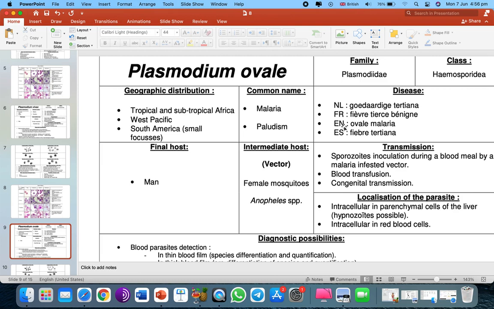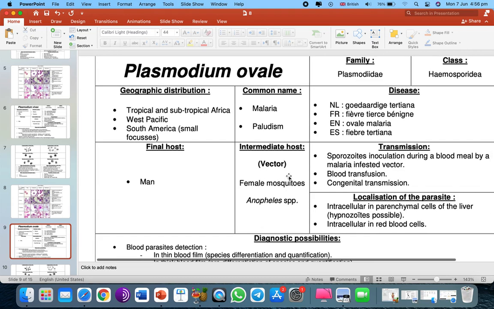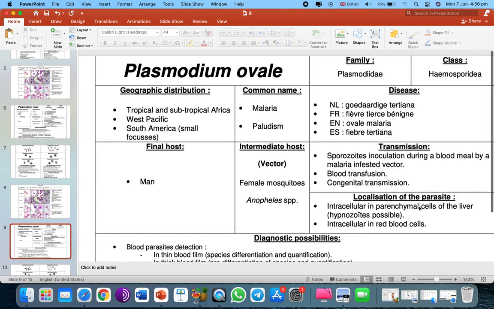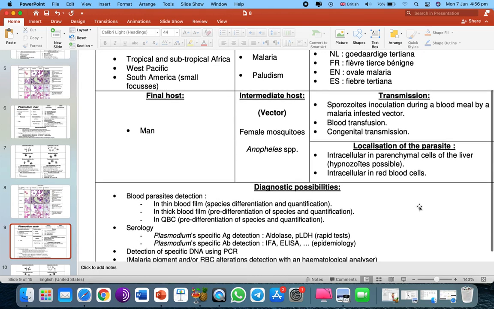So the disease will be ovale malaria, okay, so the host is the same and the intermediate host is the same, transmission is the same, localization is the same, diagnostic is the same, okay.